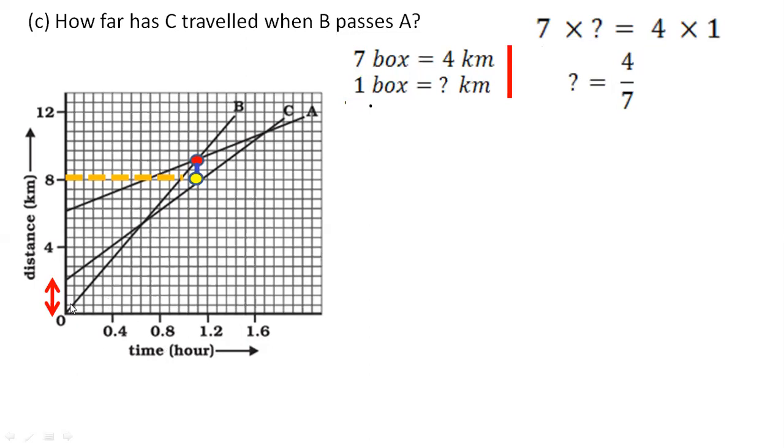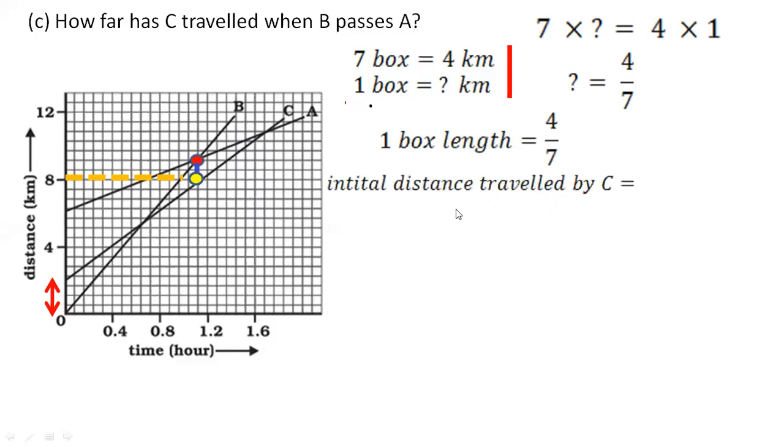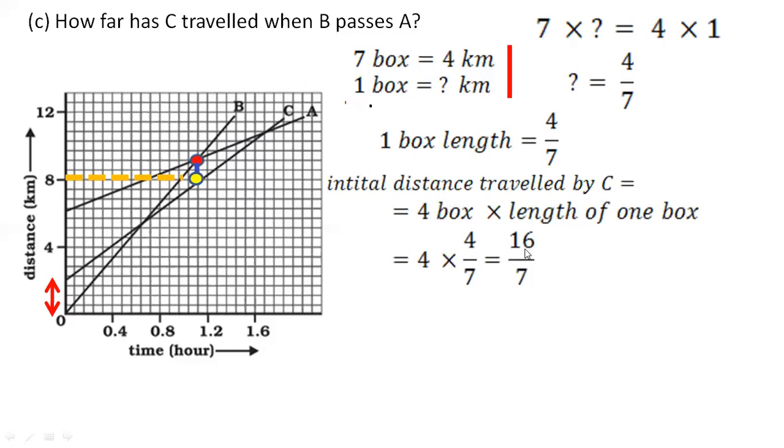So that means each box on the y-axis gives you a length of 4 by 7 kilometers. But how many boxes do you have? 1, 2, 3, 4. 4 boxes you have. So you have to multiply with 4. The length of 1 box is 4 by 7. This red distance is the initial distance traveled by C that we want, no? How to get that? Just count how many boxes there are and multiply with the length of 1 box, that is 4 by 7. So that would be 4 boxes into the length of 1 box, so 4 by 7 into 4. 4 4s are 16. So the answer would be 16 by 7.